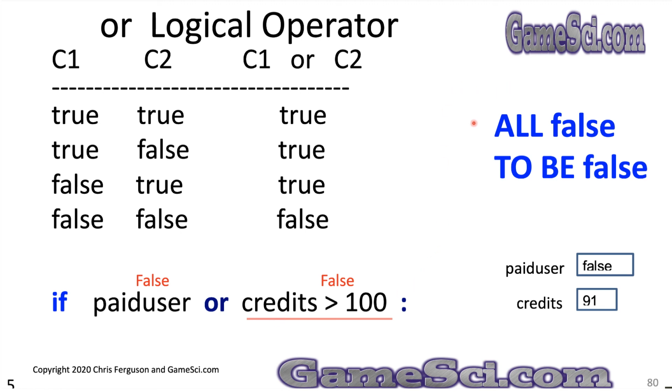What did we know about the OR logical operator? All false to be false. If all my inputs are false to the OR logical operator, it's going to be false. So when you OR together this false with that false, you get an output of false, and this if statement evaluates to false. That means we will not be executing the code below the if.